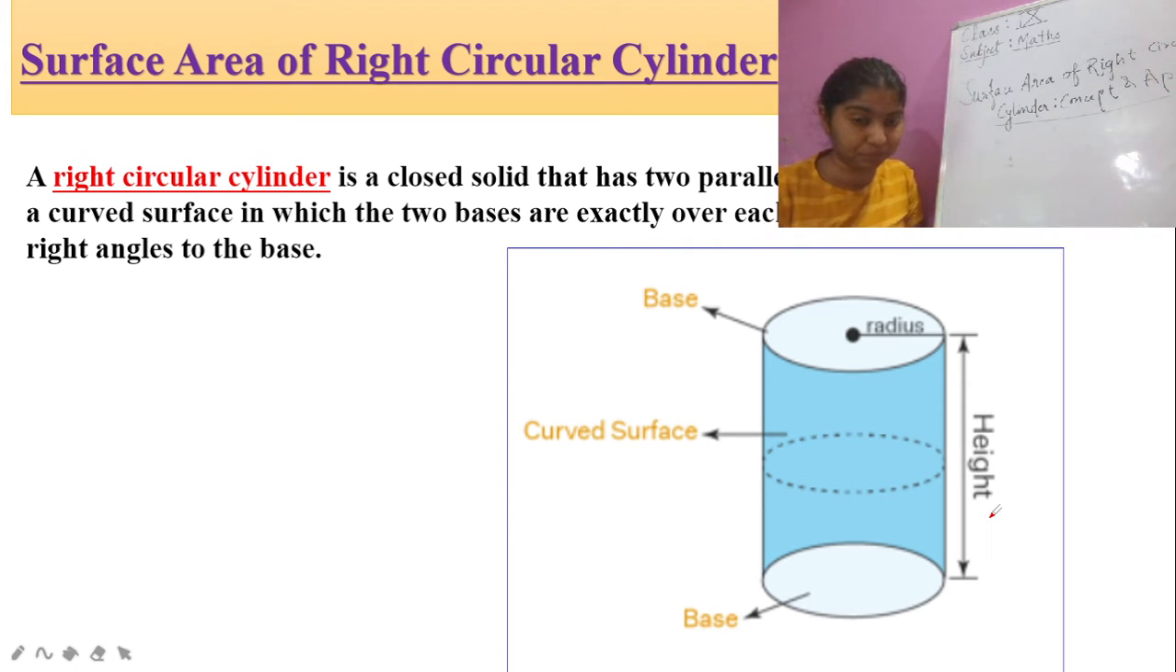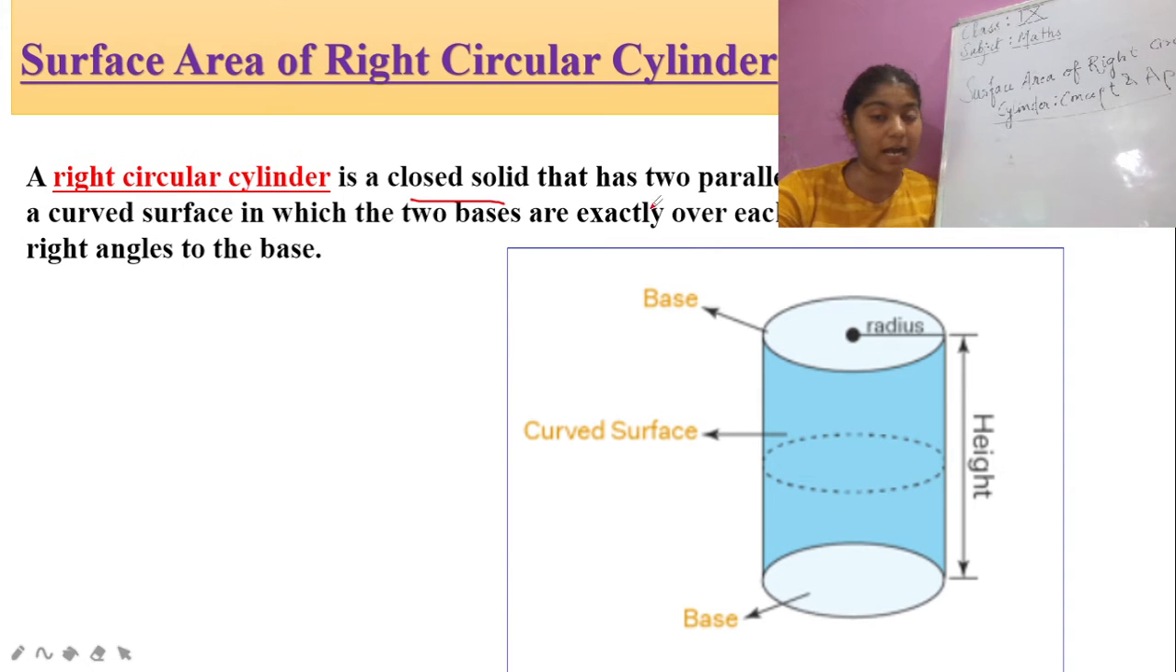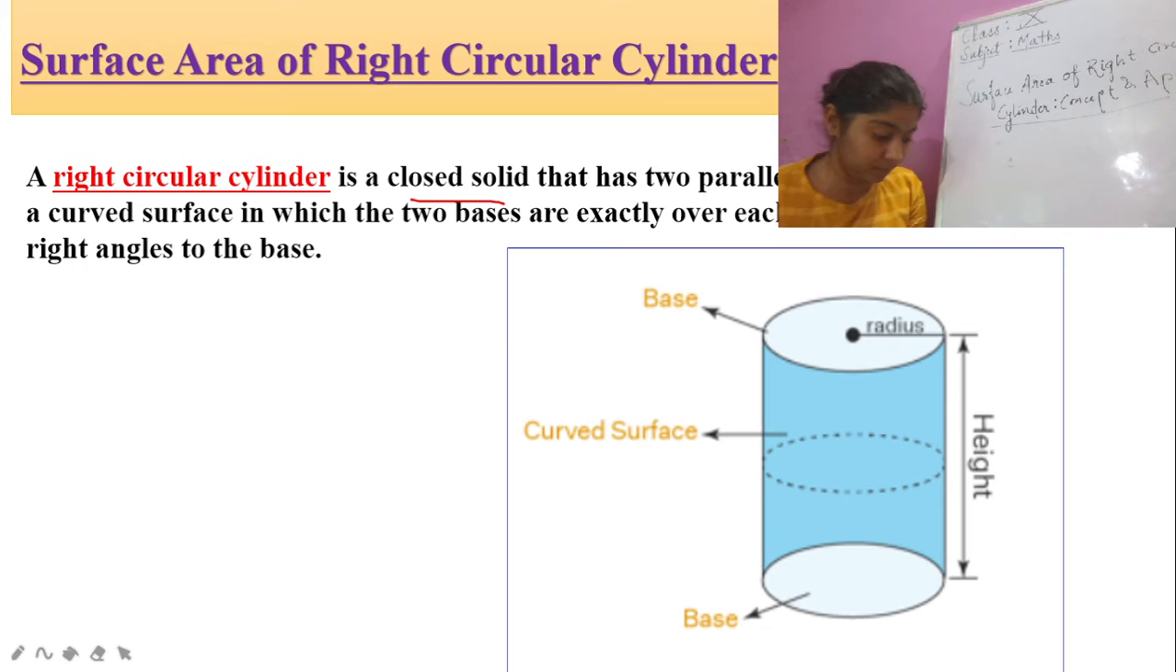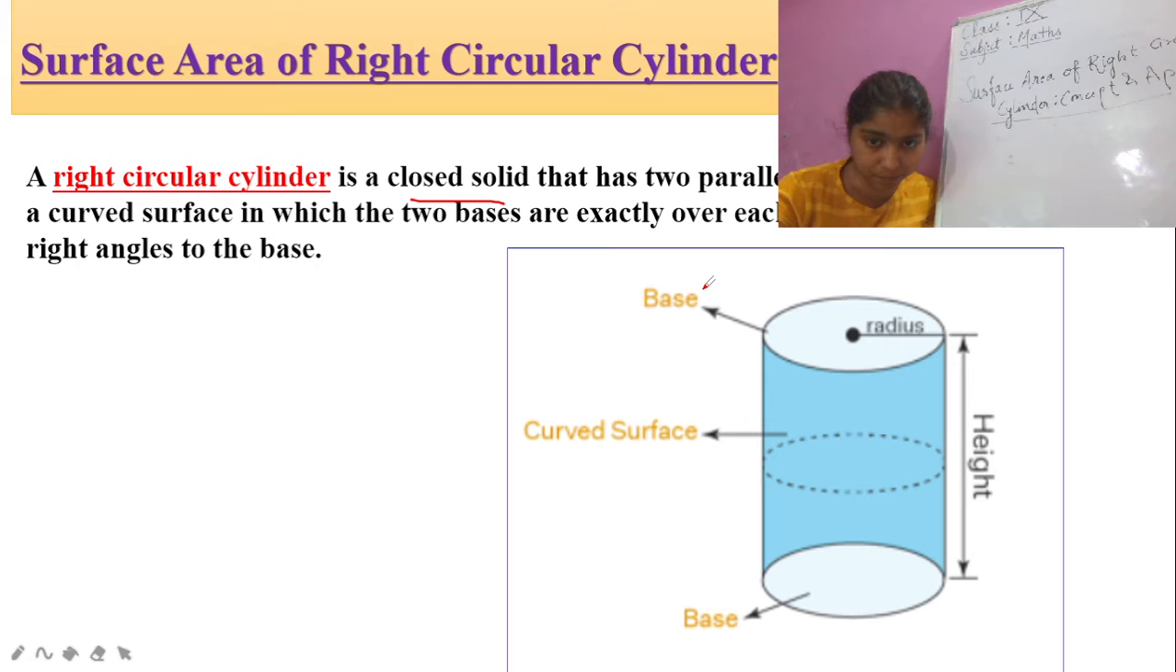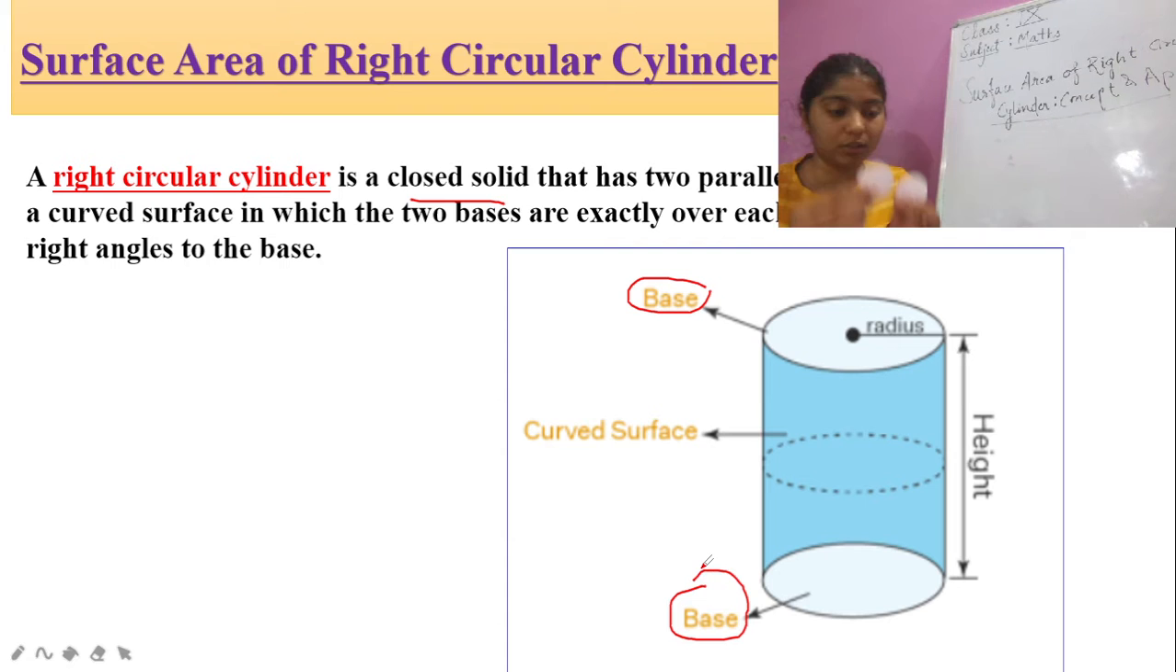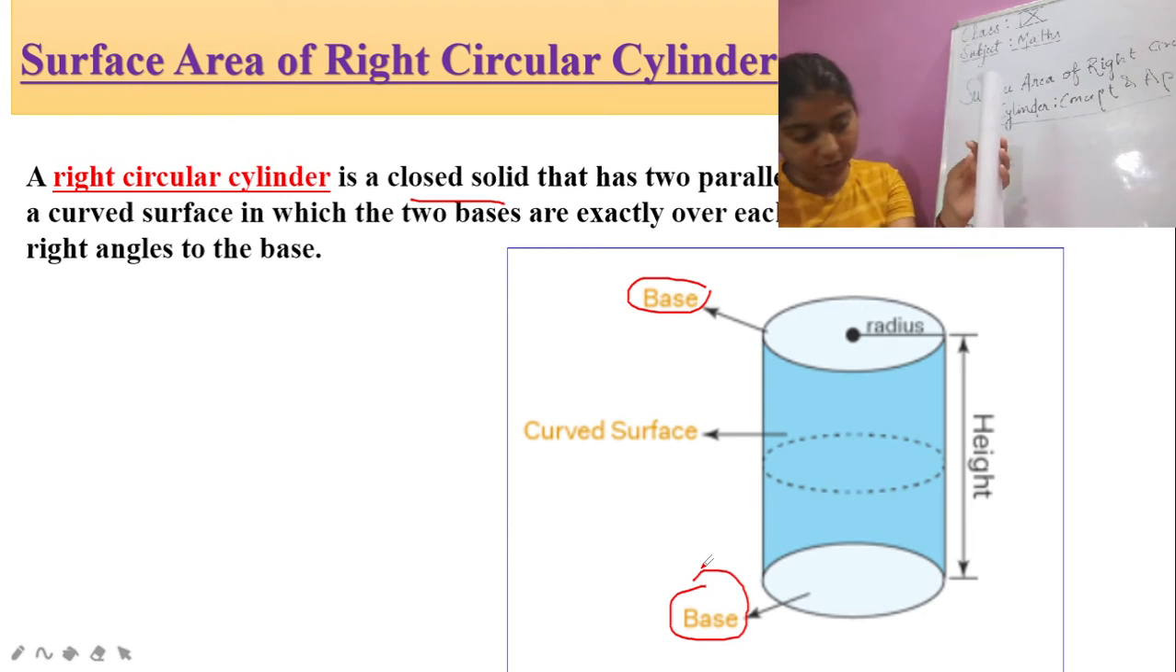So students, firstly let's see what a right circular cylinder is. A right circular cylinder is a closed solid that has two parallel circular bases. So two parallel circular bases, you can see it is just a circle. See, these are the two circles. If I want to cover this, I need these two circles so that it is completely closed. That way you can say that it is completely a cylinder.